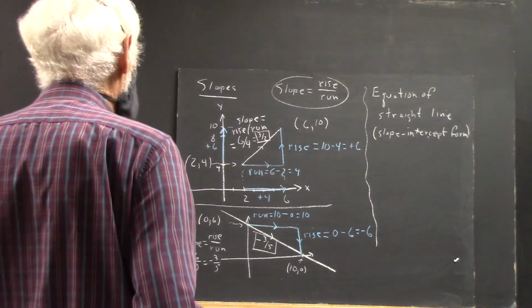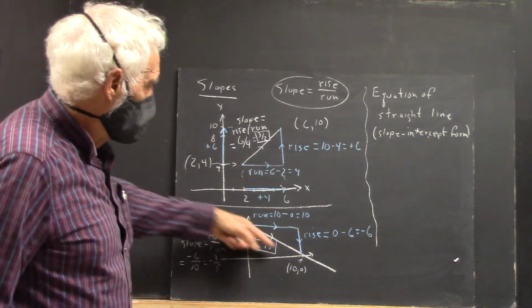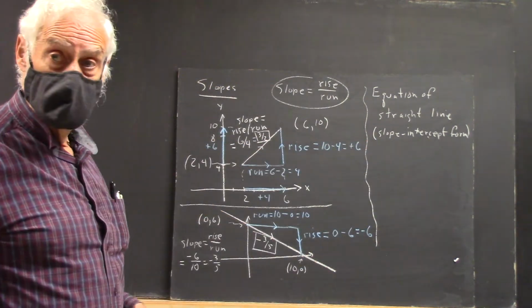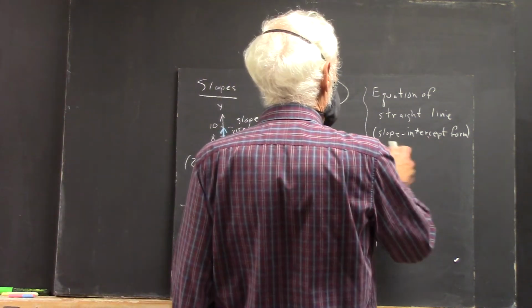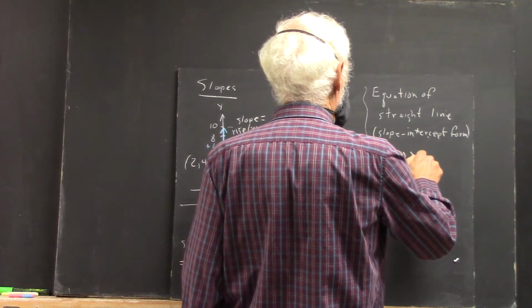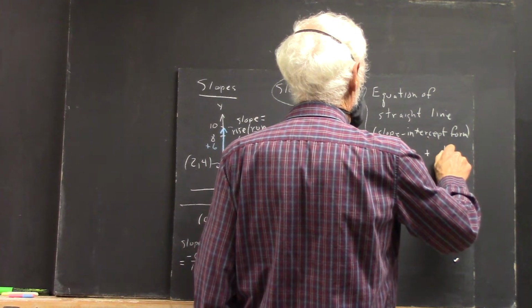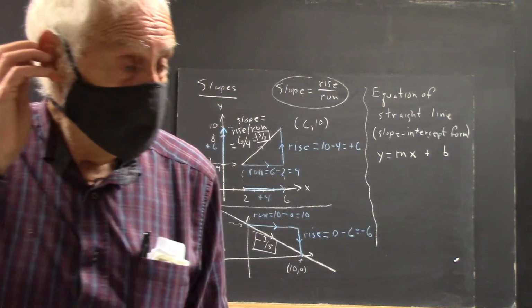Okay, so we can talk now about the equation of a straight line. We have all the information we need to find the equation of this line. Okay, the equation is y equals mx plus b.